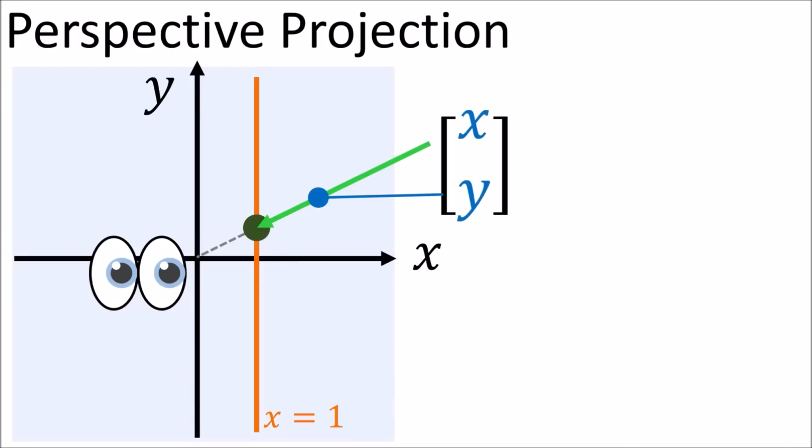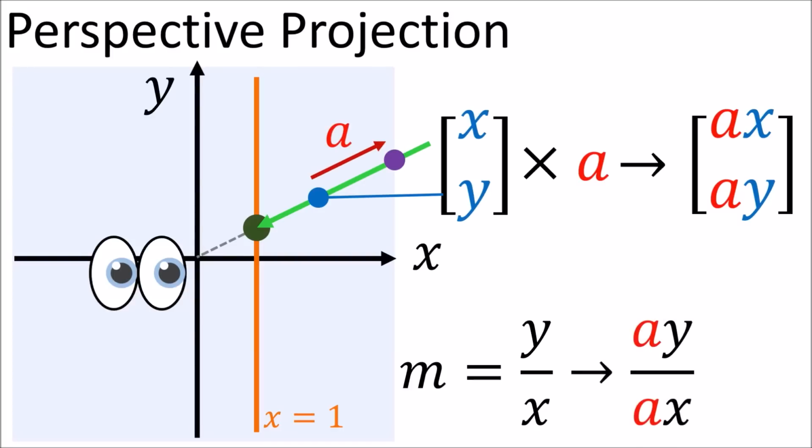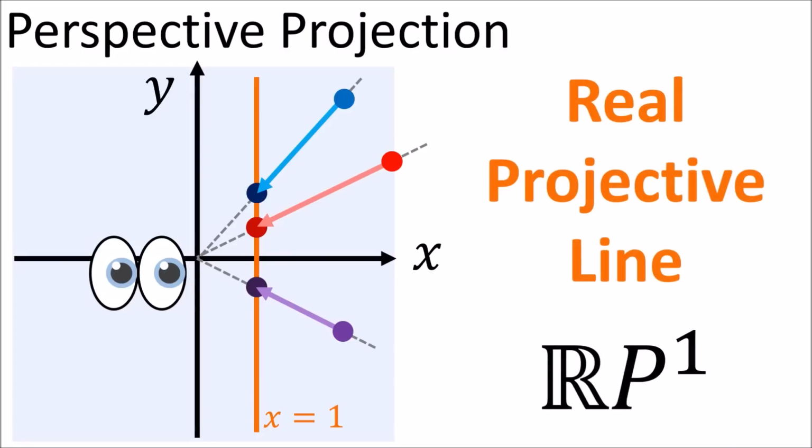This means that if we scale a point by some overall scale factor a, it will not change its destination point after the projection. All this does is push the point outward along the ray. The scale factor will get cancelled when we take the ratio between y and x, so it doesn't affect the final destination of the point after projection. We call this space after the projection the real projective line, RP1.